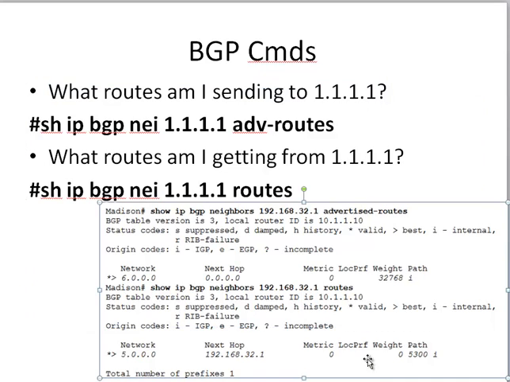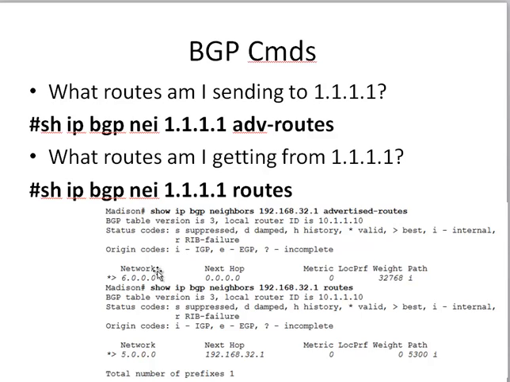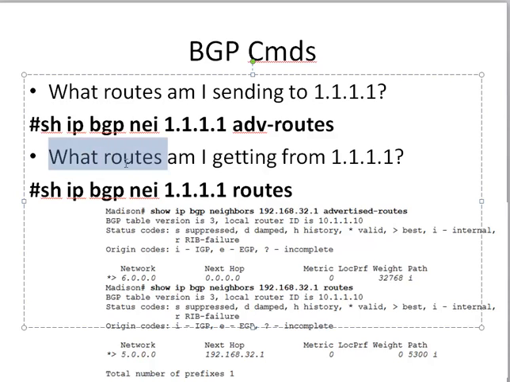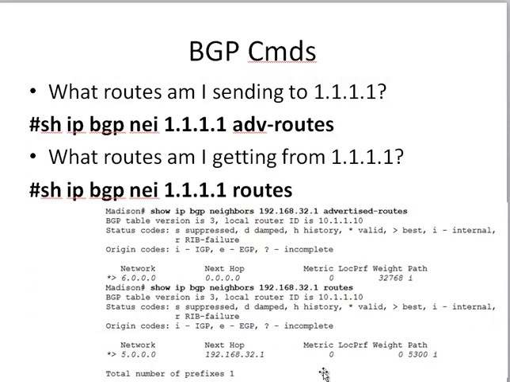So down here I have a little bit of an output of that. These are the networks that I'm advertising out to this particular neighbor. And down here I'm seeing what routes am I getting from 1.1.1.1. I can say show IP BGP neighbor and just change this to routes, and it'll tell me the flip side, which we can see down here. It'll tell me what routes I am getting from that particular neighbor. So once again, this could be good for troubleshooting and to get more under the hood of what BGP is doing.